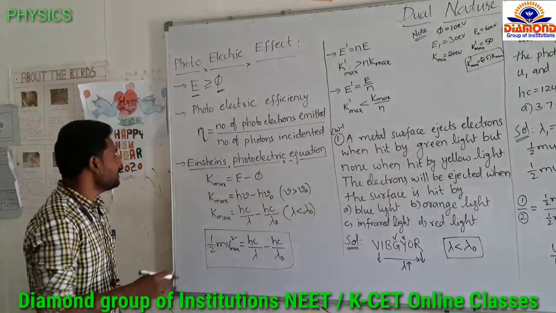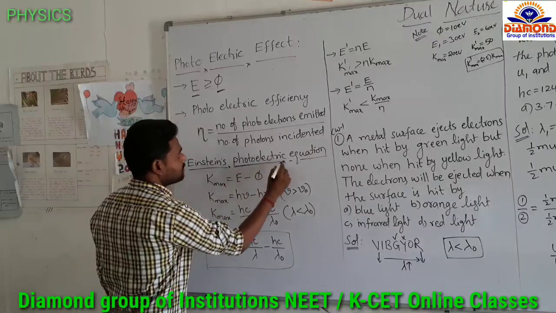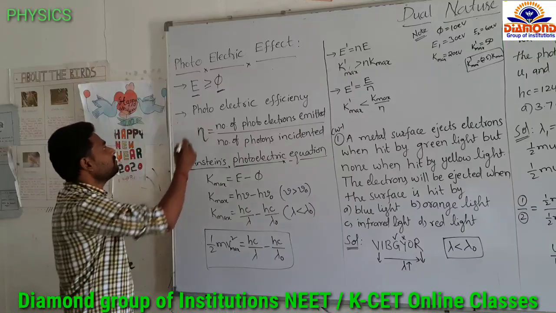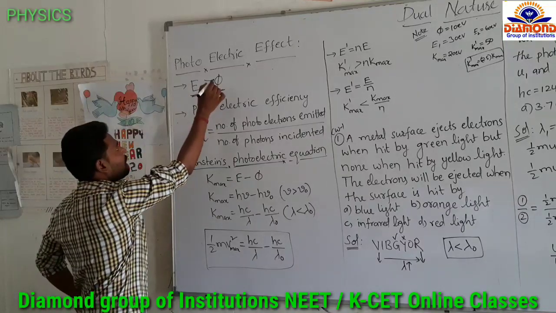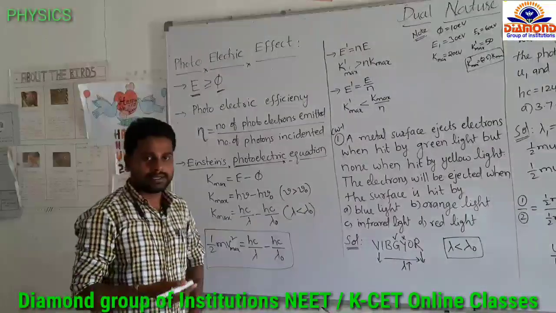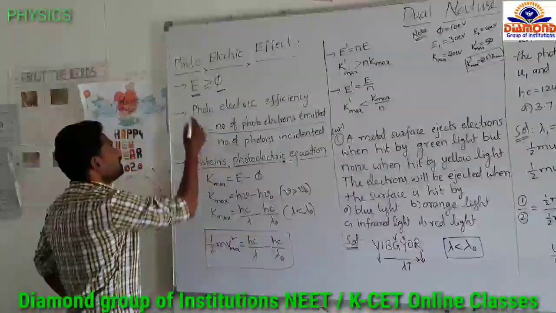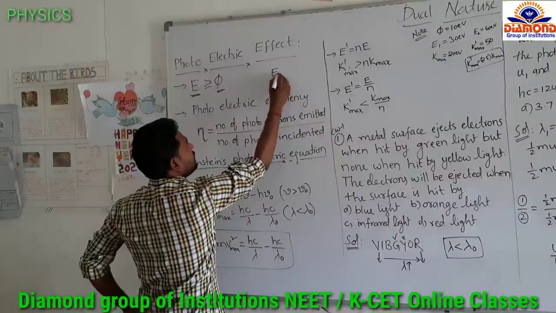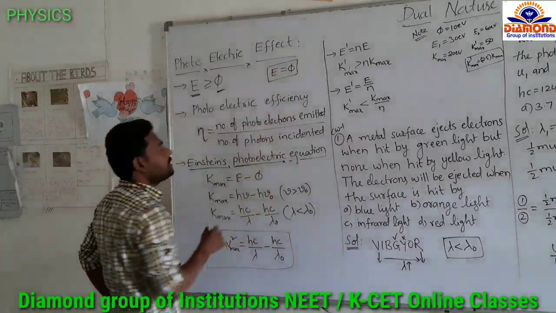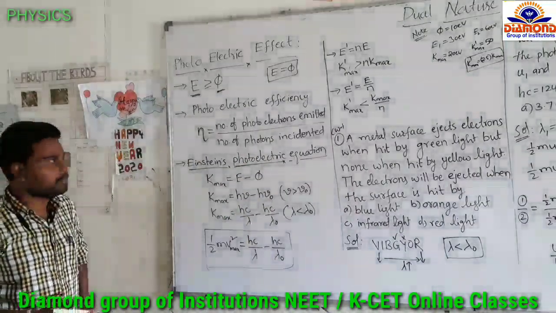Remember this formula. Next topic is Einstein's photoelectric equation. Already you know about this equation. If the energy of the photon is greater than or equal to the work function, then the electron will escape from the metal surface. If the energy of the photon is equal to the work function of the metal, just the photoelectron will be emitted from the metal surface.